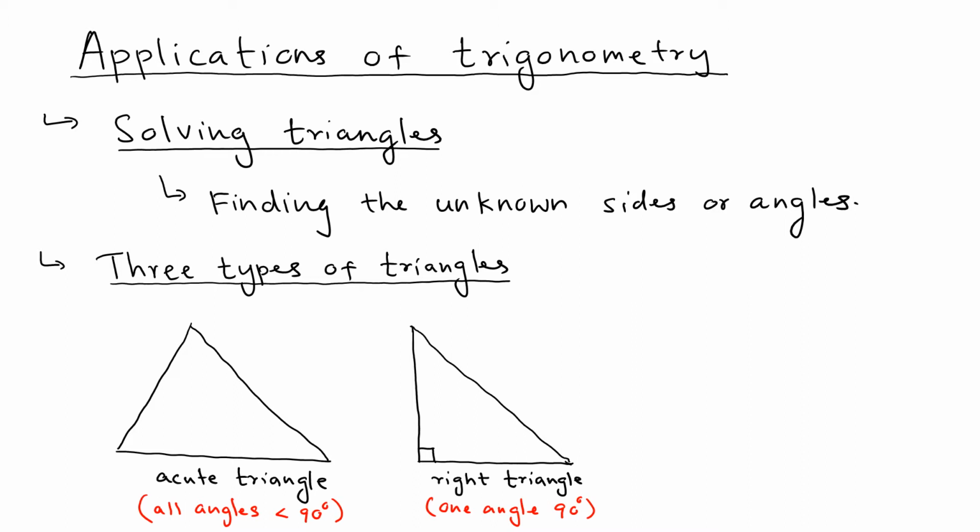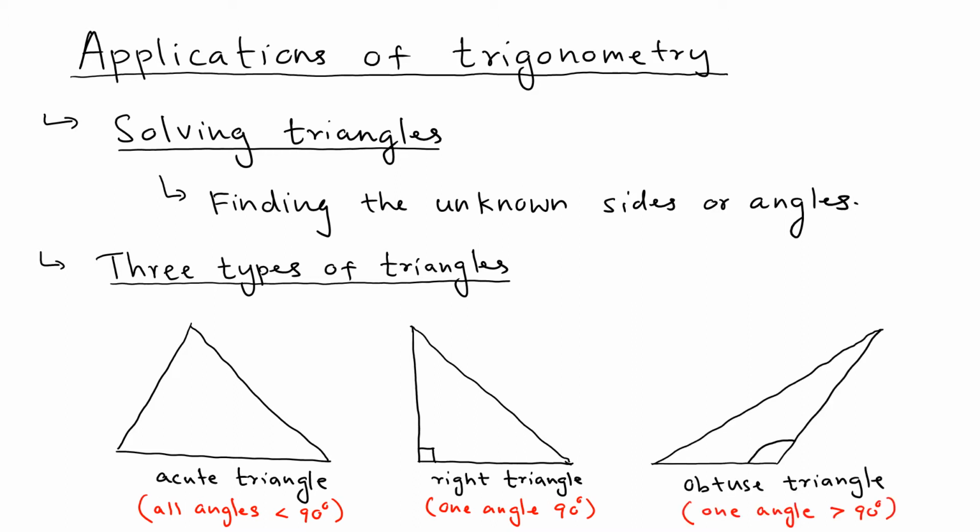And then the next type is where we have one angle which is more than 90 degrees. An angle which is more than 90 degrees is called an obtuse angle. So if a triangle has an obtuse angle, we call it an obtuse triangle. Those are the three types we have.